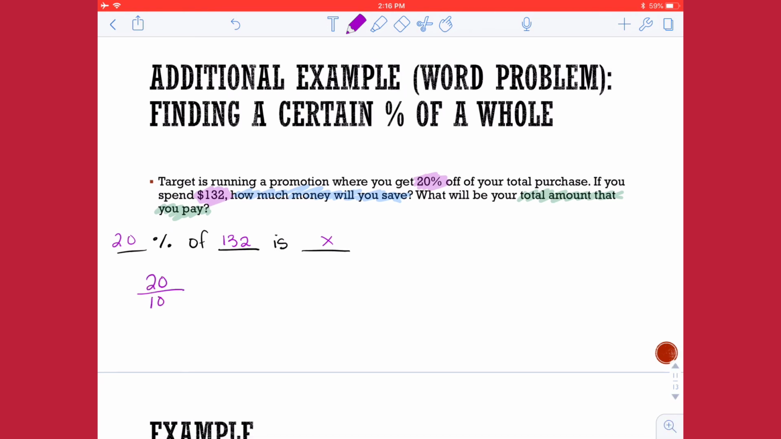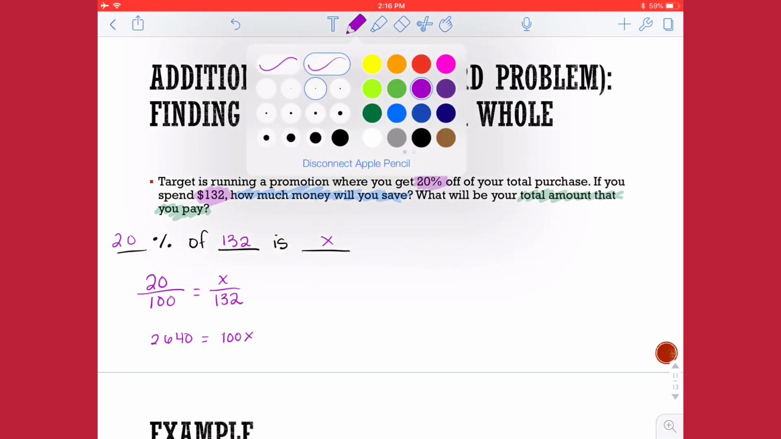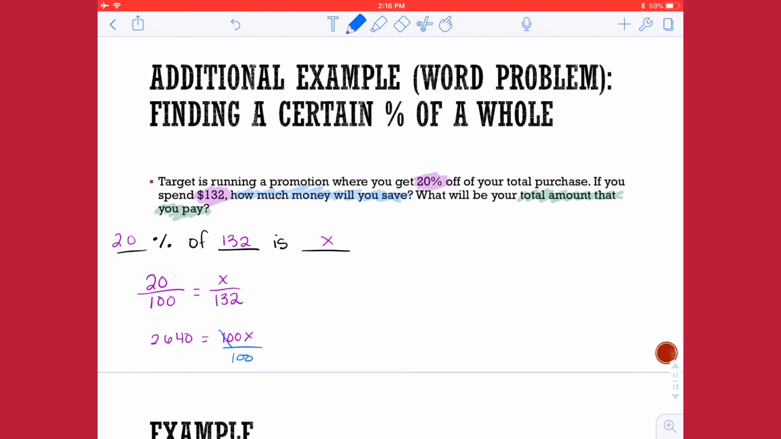So 20 out of 100 is equal to x over 132. And just like before, I'm going to cross multiply. So 132 times 20 gives me 2,640, and the other side gives me 100x. In order to get x by itself, I'm going to divide by 100 on this side, and divide by 100 on the other side. That leaves me with x is equal to 26.4.